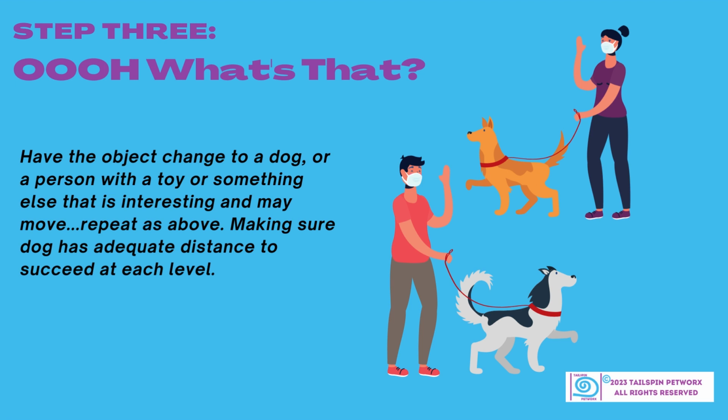Have the object change to a dog or a person with a toy or something else that is interesting and may move. Repeat as above, making sure the dog has adequate distance to succeed at each level.